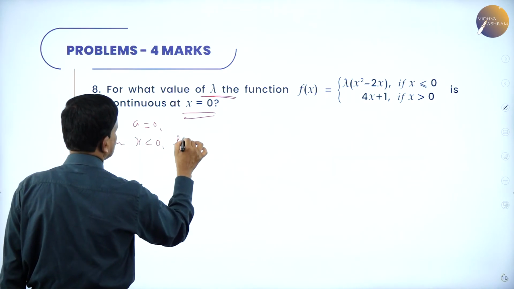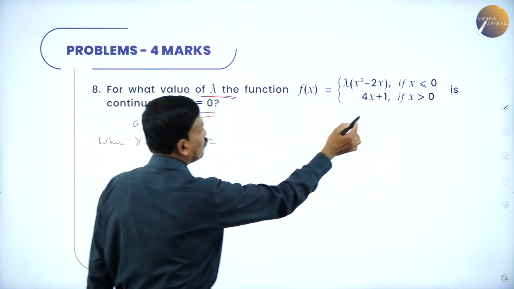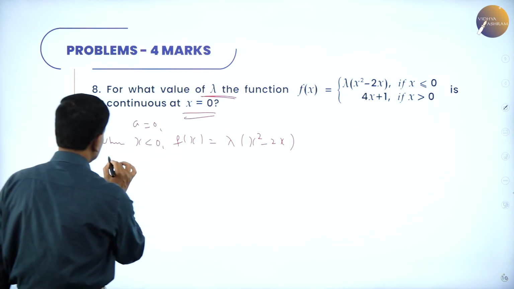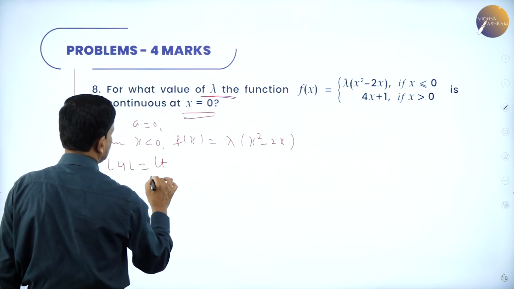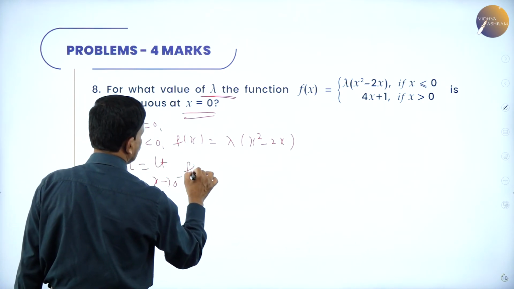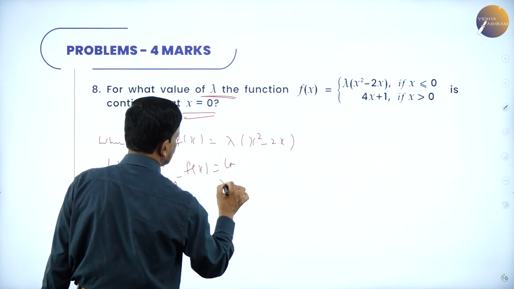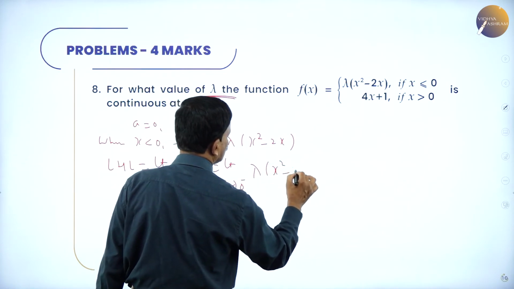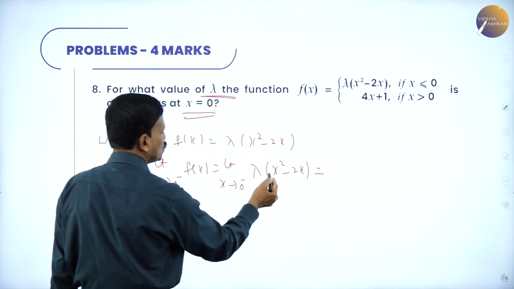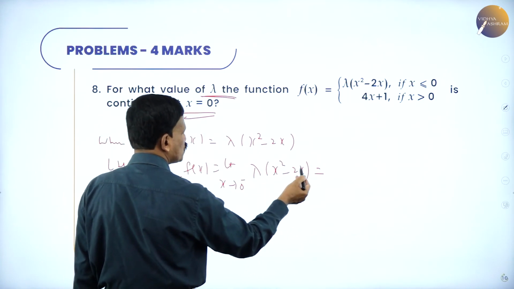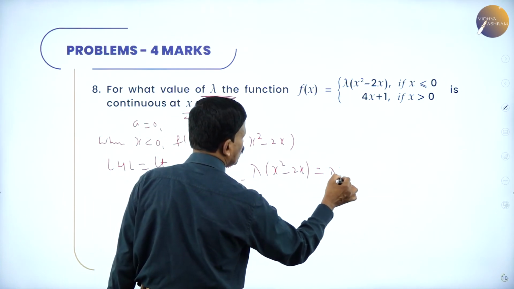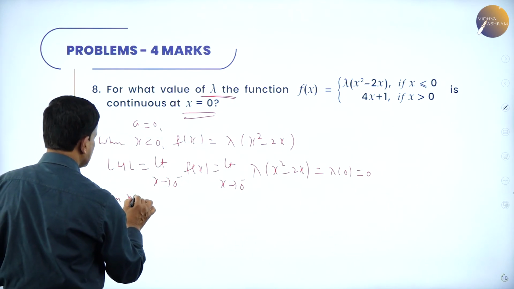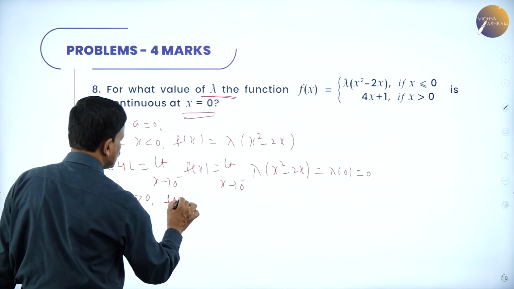When x is less than 0, what is given? f of x is equal to lambda times x square minus 2x. Left hand limit is limit x tends to 0 minus f of x. This is limit x tends to 0 minus lambda times x square minus 2x. What you will get? Put x is equal to 0: 0 minus 0, lambda into 0, you will get 0.